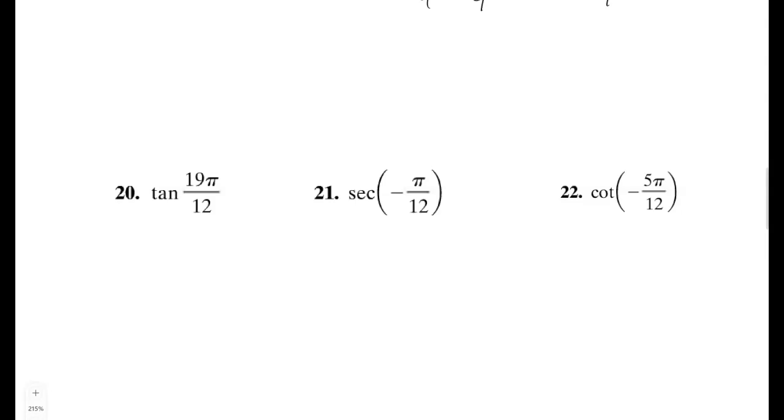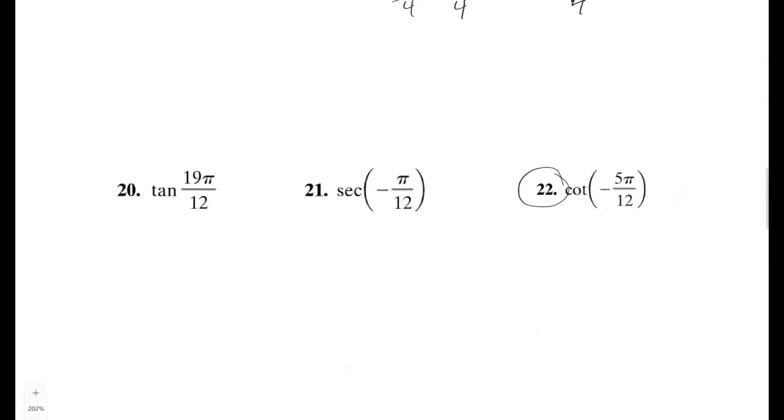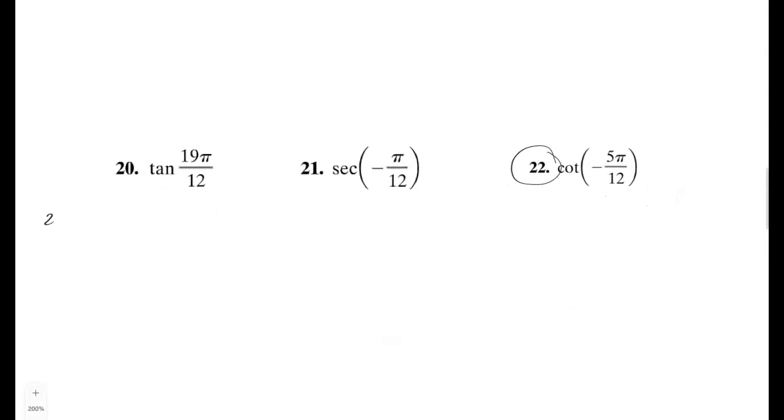So let's do one more. I'm going to look at 22. So in 22, we want to find the cotangent of negative 5 pi over 12. We know cotangent is an odd function, so I can think about that negative being outside. So the cotangent of negative 5 pi over 12 is the same thing as the negative cotangent of 5 pi over 12. Now I've got to think about what angles I can use.